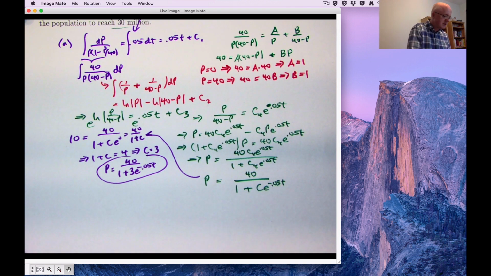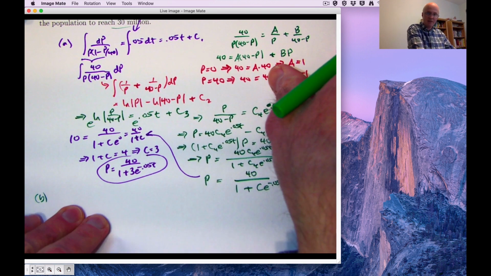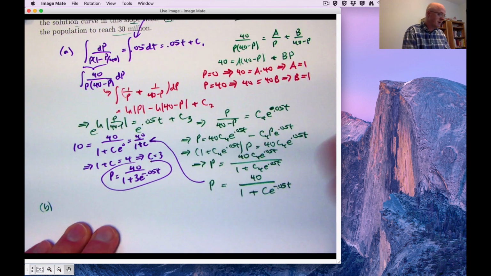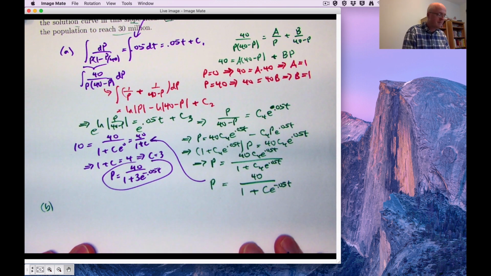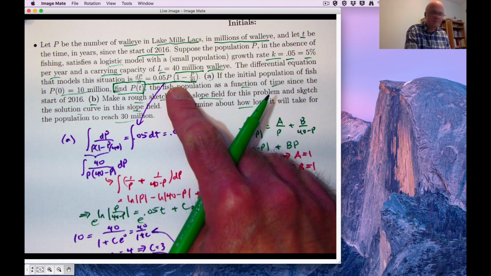Part B, make a rough sketch of the slope field and sketch the solution. Can this be done without technology? Yes, it can. Maybe you also want to use technology, but it can be. What you need to do is look at the right-hand side of the differential equation and think about when this quantity is positive, negative, and 0.